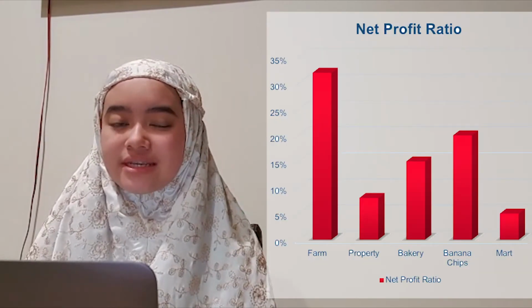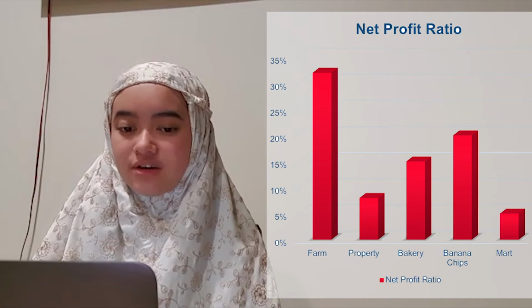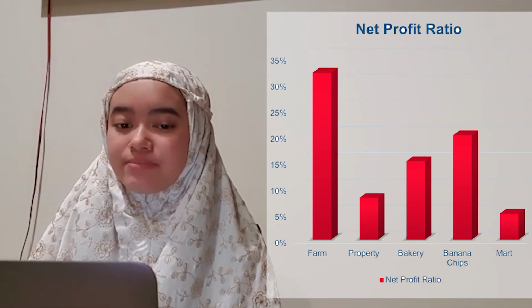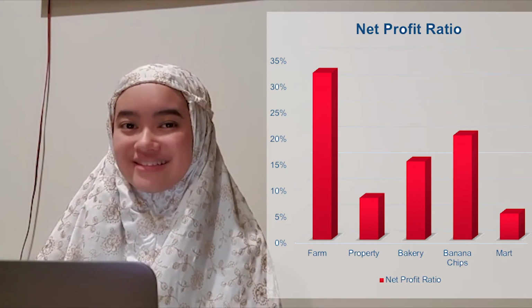The second one is net profit ratio. Net profit ratio is a popular profitability ratio that shows the relationship between net profit after tax and net sales. It is computed by dividing the net profit after tax by net sales. The higher percentage of that ratio shows the company's ability to generate high profit at a certain level of sales. From the chart, we can see that the Nanos firm has the highest percentage of the net profit ratio. It means that the Nanos firm can generate high profit at a certain level of sales.